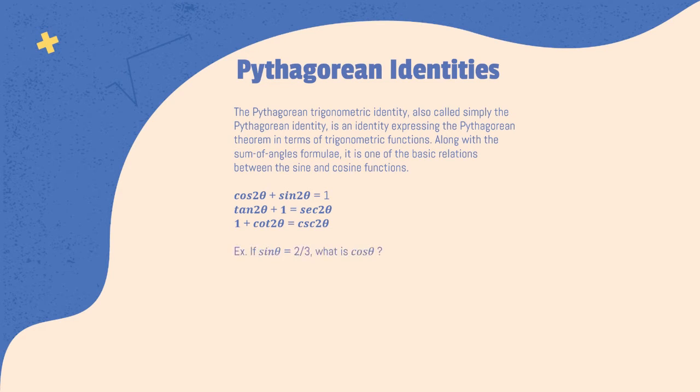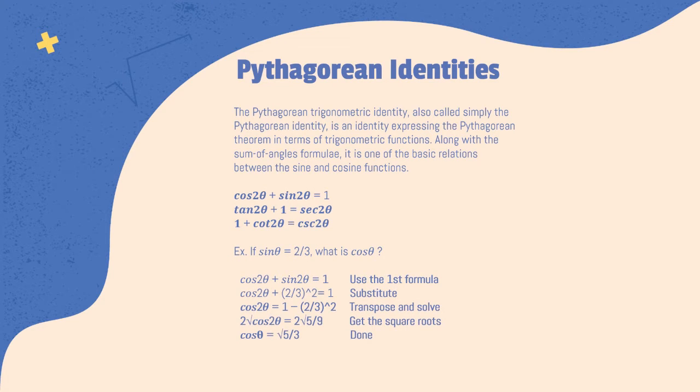So for example, if sine is equal to 2/3, what is cosine? By using the first formula, cosine squared plus sine squared is equal to 1. Substitute it. Cosine squared plus (2 over 3) squared is equal to 1. Transpose and solve. Cosine squared is equal to 1 minus (2 over 3) squared. Get the square roots. Square root of cosine squared is equal to square root of 5 over 9. And the answer is square root of 5 over 3.